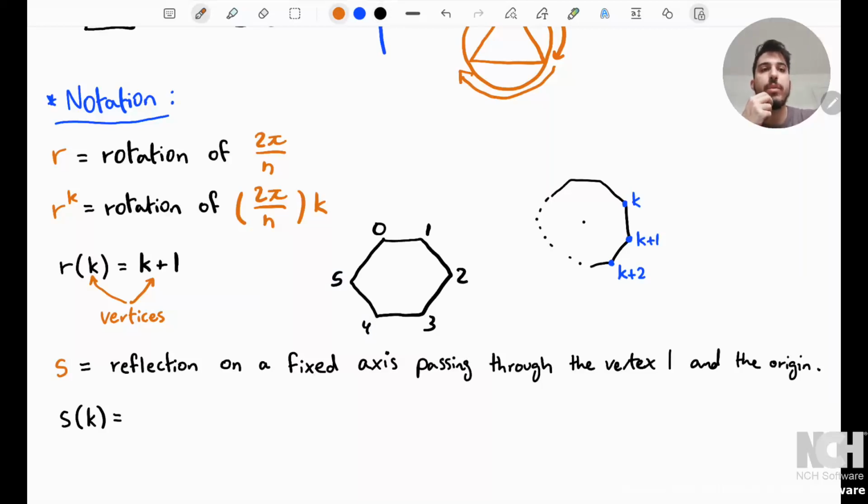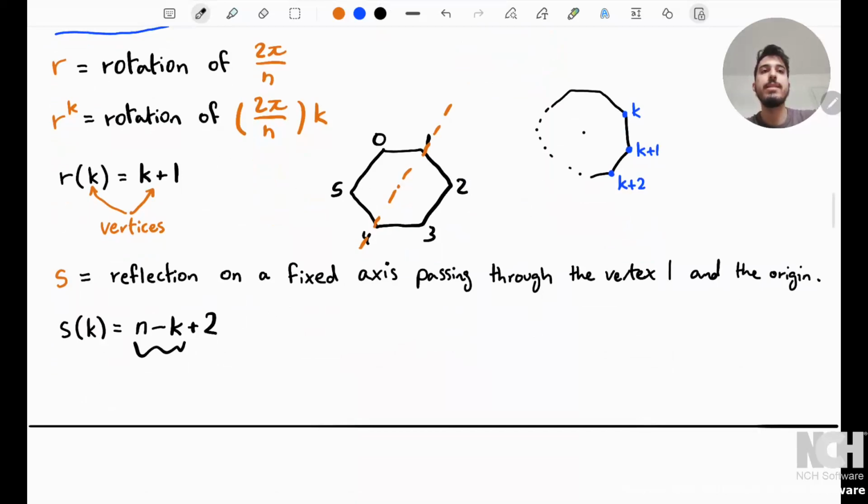So it passes through the vertex 1 and the origin. It would look something like this. And all the reflections would be about this axis. And S of k would be n minus k plus 2. I will explain why I put n minus k plus 2. The first reason is that n minus k is a reflection, what it looks like.